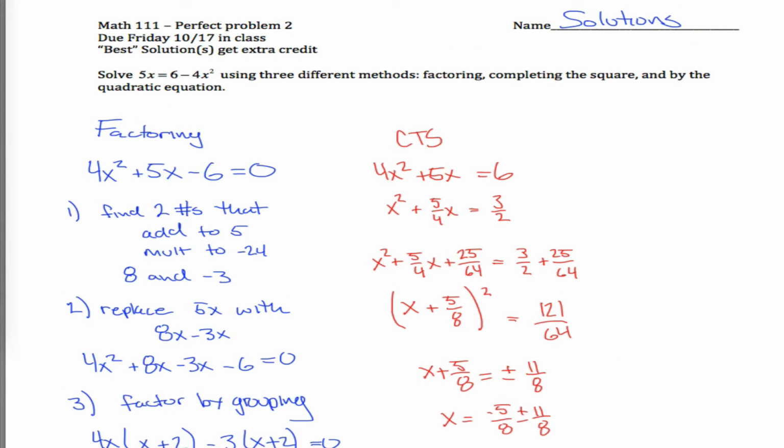One more way. Whew. The last way is using this thing called the quadratic formula. The quadratic formula is kind of a formula you use to solve any quadratic equation. To use it, you've got to know what it is. Kind of a memorization thing. Negative b plus or minus the square root of b squared minus 4ac, divided by 2a.